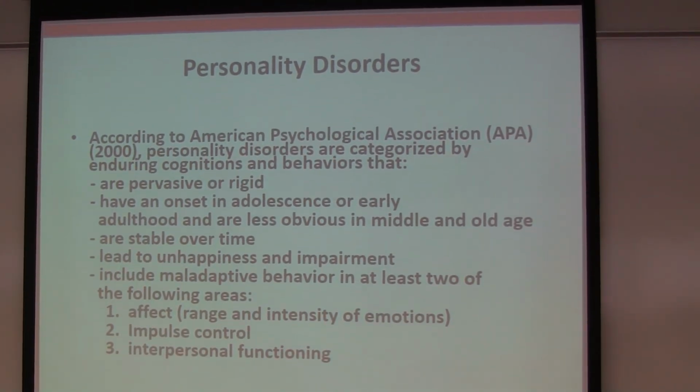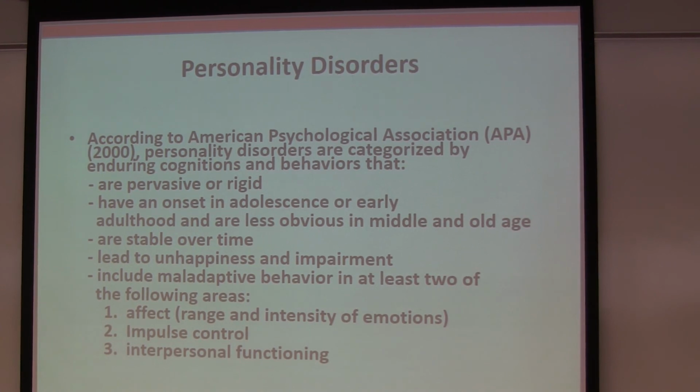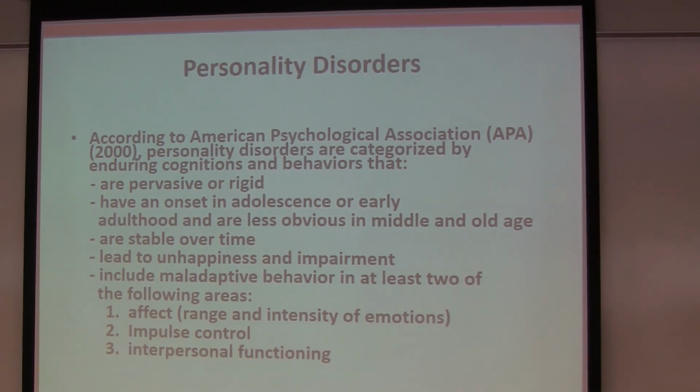They have an onset in adolescence or early adulthood, but they become less obvious or less troublesome in middle and old age. They lead to a lot of unhappiness and impairment for the person suffering from the personality disorder. And there are maladaptive behaviors in at least two of the following areas, and maybe all three.